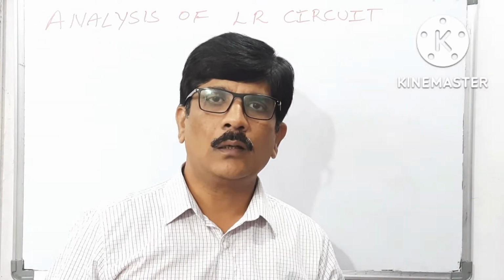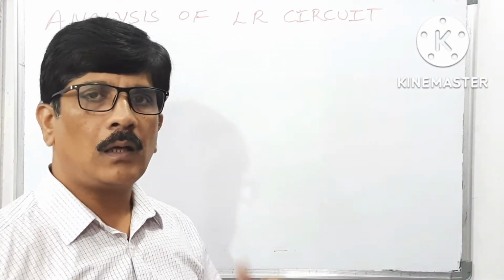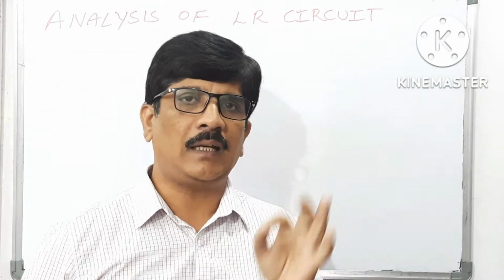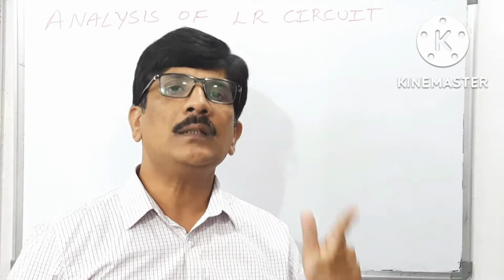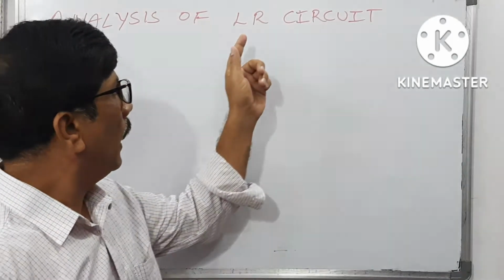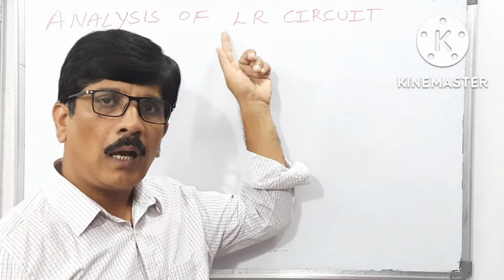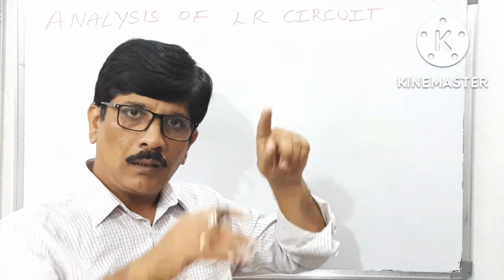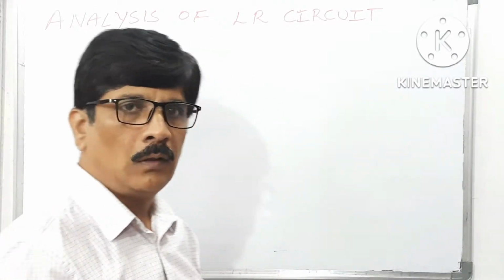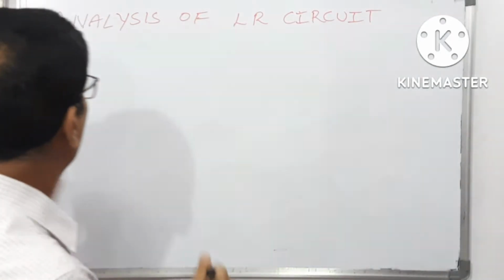Hi students, today I am going to explain analysis of LR circuit. L means self-inductance of an inductor. R means resistor. That means I am considering a combination of resistor and inductor which are connected to an AC source. Now I am going to do it.